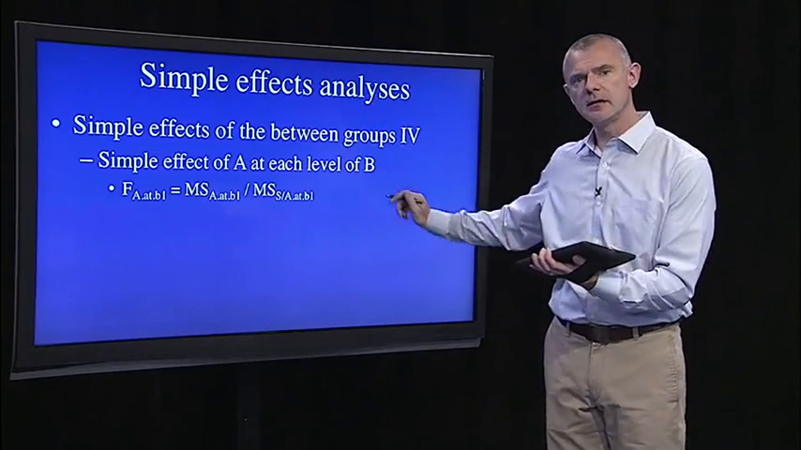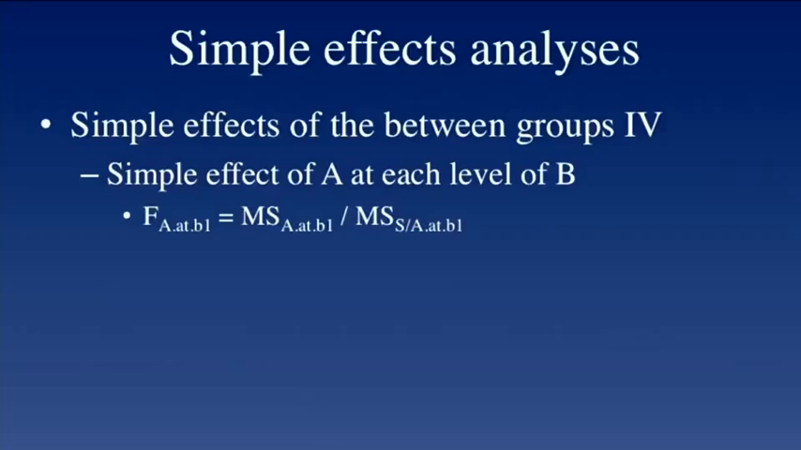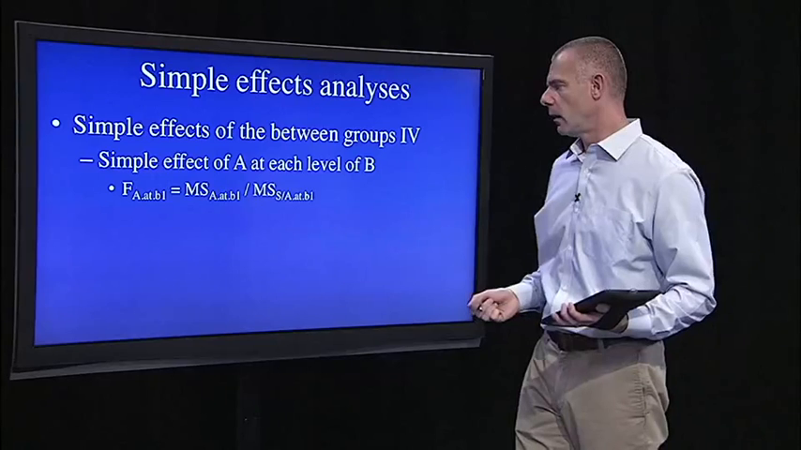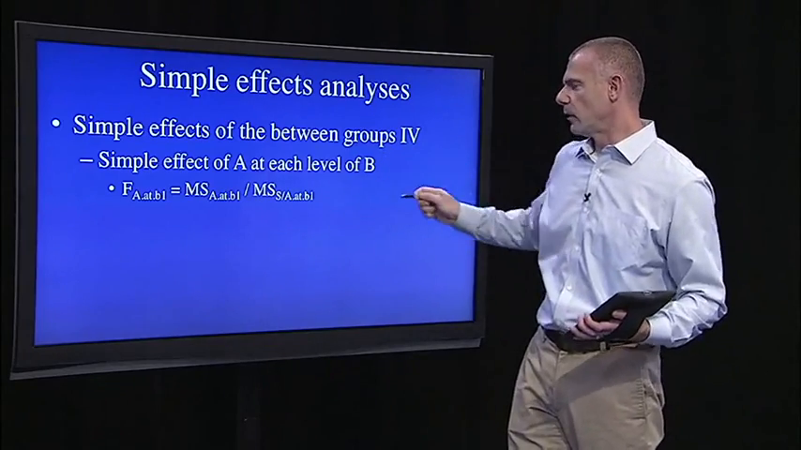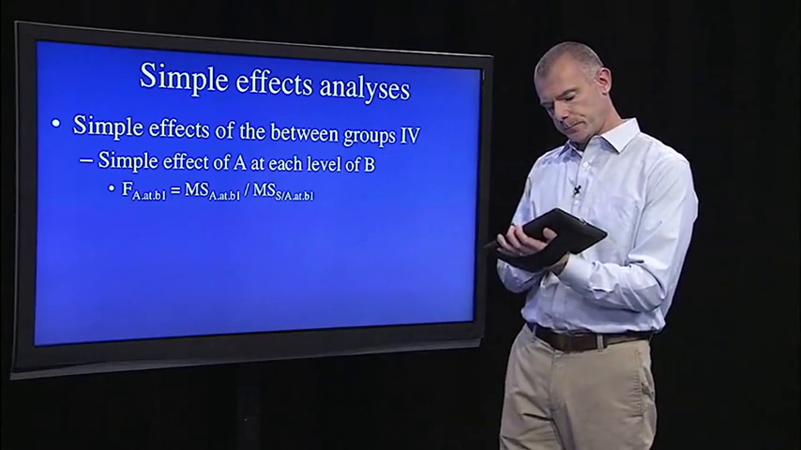And that's articulated here. Here are the formulas. Of course, you're not going to do this by hand. You can just implement it in R. But here are the formulas. So this is if you chose to do the simple effects of the between groups IV. So the simple effect of A at each level of B. The way I'd write that is F of A at B1, for example, is mean squares A at B1 over mean squares S within A at B1.